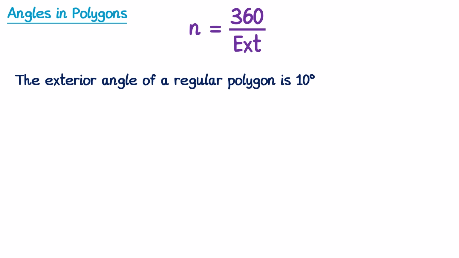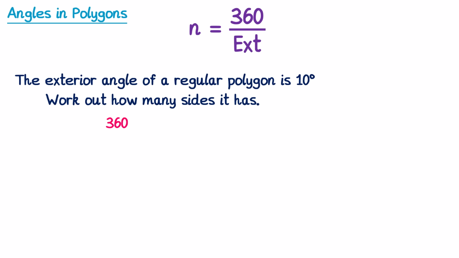So the exterior angle of a regular polygon is 10 degrees. Work out how many sides it has. Well, to work out the number of sides, we just do 360 divided by the exterior. So 360 divided by the exterior, which in this question is 10. 360 divided by 10 is 36. So this shape must have 36 sides. Let's have a look at a slightly harder one.